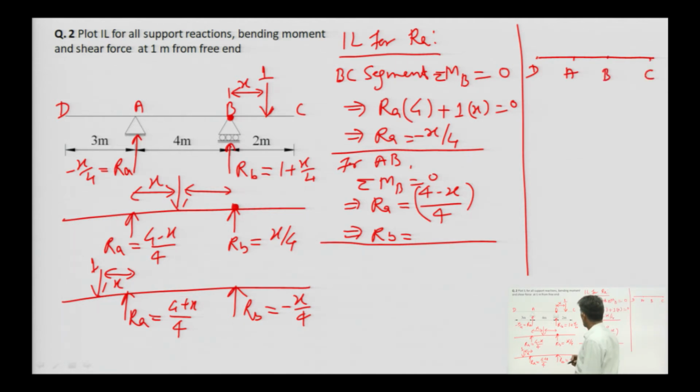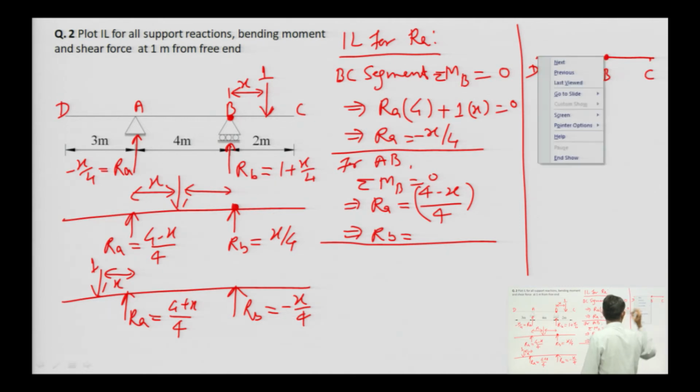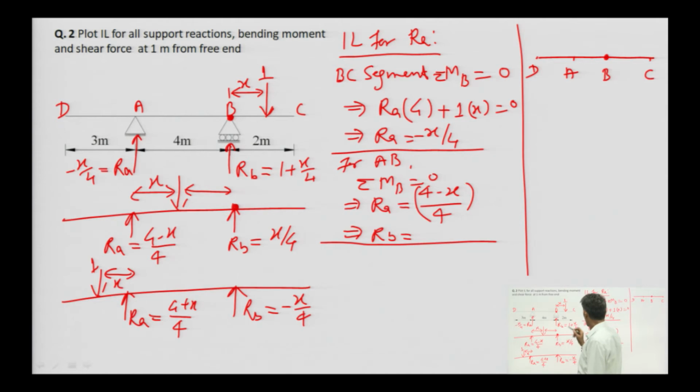Let us plot for segment BC. The value of RA is minus x by 4. Means if x is 0, then if the unit load is at point B, the value of RA is 0, so at point B this one point is here. And when the unit load is at point C, the value of x will be 2. So 2 divided by 4 means minus.